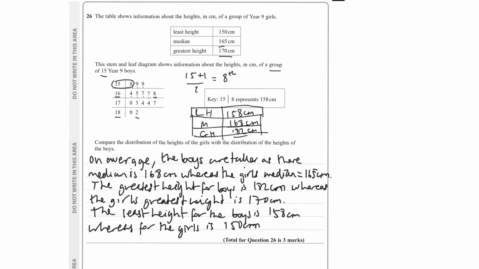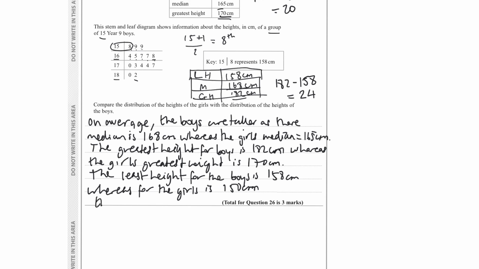But the last thing that we haven't done is work out the ranges. So the range for the girls would be 170 minus 150, which is 20. And the range for the boys is 182 minus 158, which would leave us with an answer of 24. So again, the range for the boys is also bigger. So you can say the range for the boys is 24, whereas for the girls is 20.